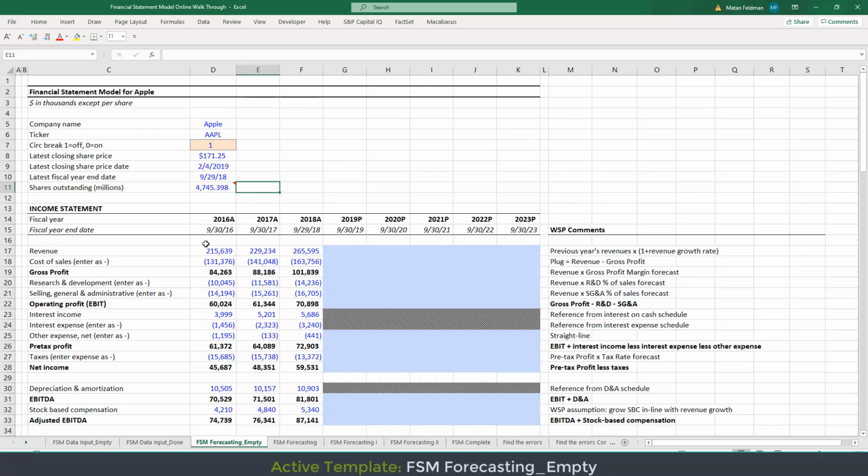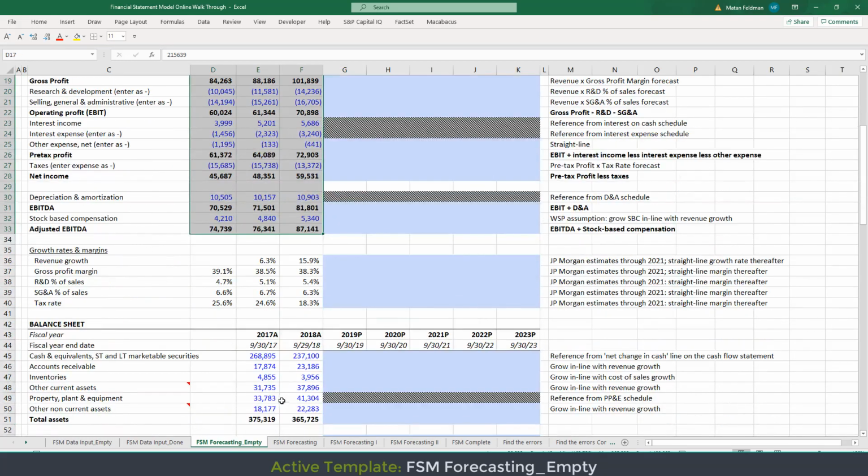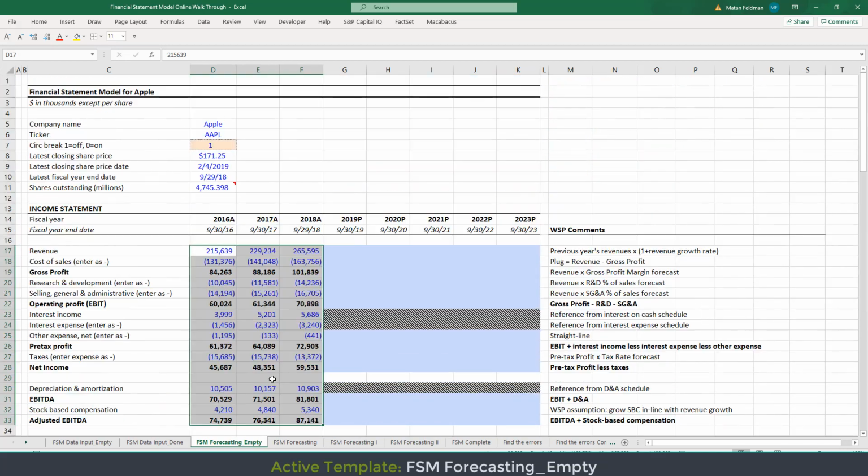Okay, so now that we have the historical income statement and the historical balance sheet results defined, we're going to now work in this template. This template has all the data that you've put in historically, as well as forecasts for the next 5 years.